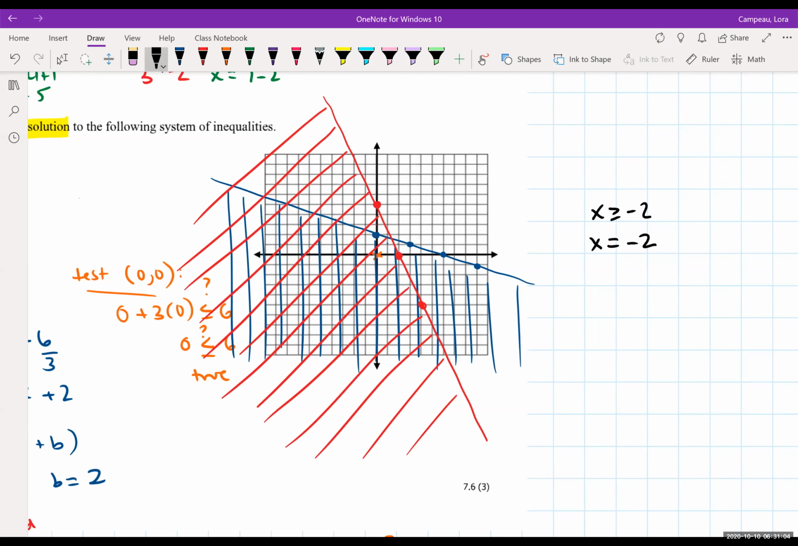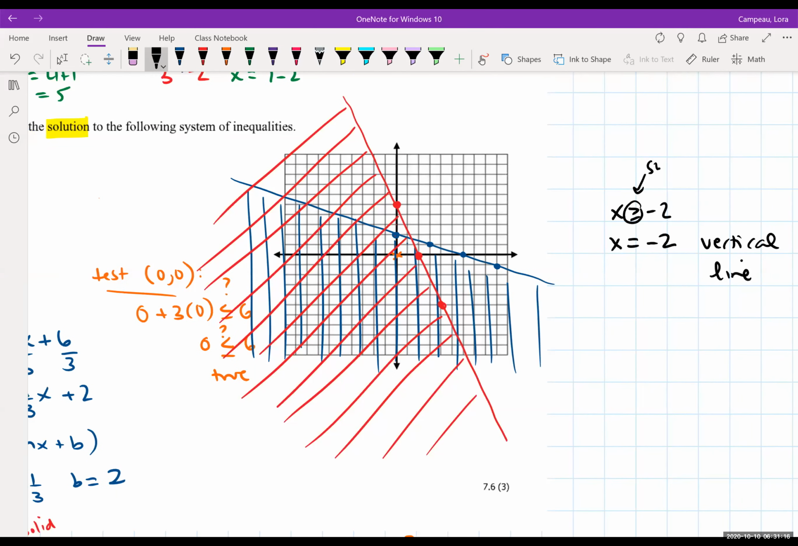We have ourselves a vertical line, and it's crossing through x equals -2. So if I'm going to draw that, keeping in mind, it will also be a solid line again. So x equals -2. I do have a solid line.